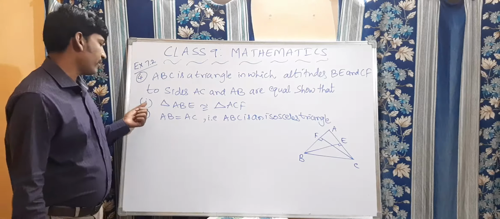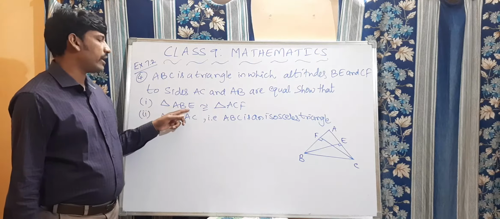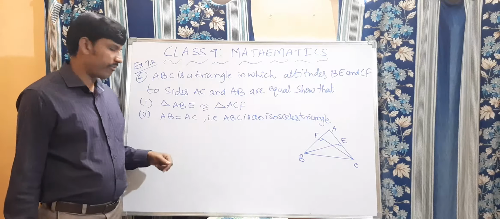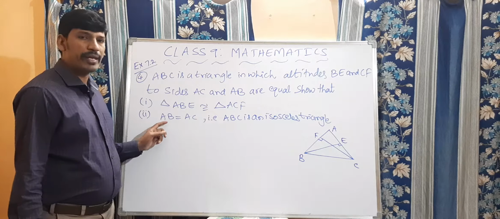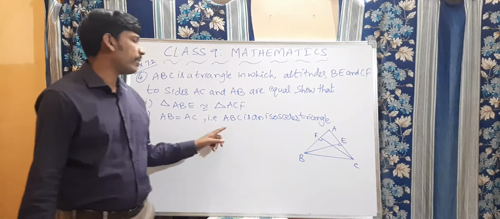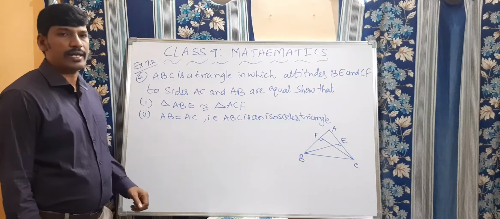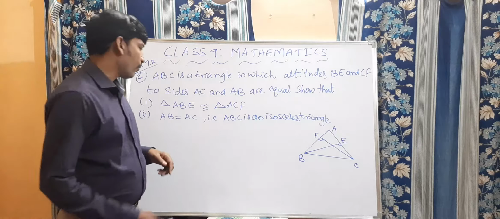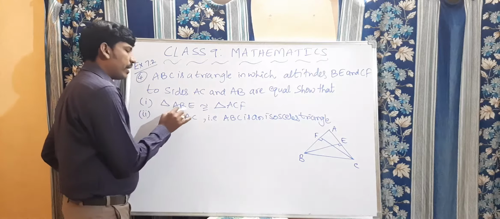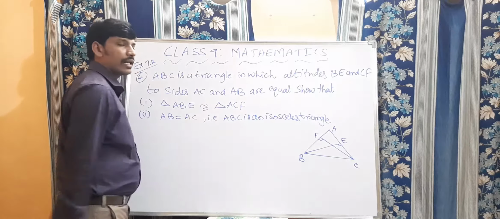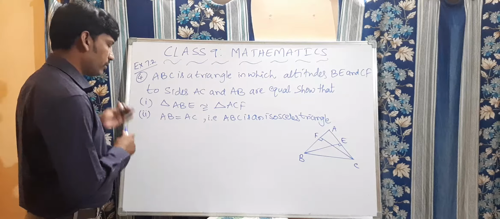Show that, the first one is triangle ABE is congruent to triangle ACF, and the second one is AB is equal to AC, that is ABC is an isosceles triangle. We need to prove that the given triangle is isosceles. The first one is we need to prove that triangle ABE is congruent to triangle ACF. Now see this here.